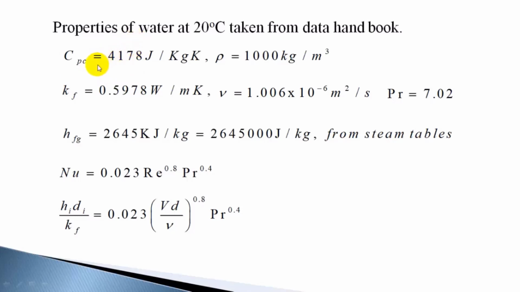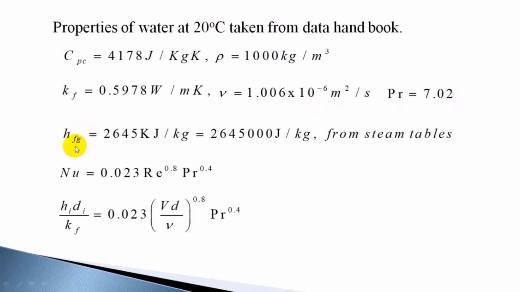So, Cp value of water at 20 degrees centigrade is 4178 joules per kilogram Kelvin, and density of water is 1000 kilogram per meter cube, and thermal conductivity of water at 20 degrees centigrade is 0.5978 watts per meter Kelvin. Kinematic viscosity is 1.006 into 10 raised to minus 6 meters square per second, and Prandtl number is 7.02.